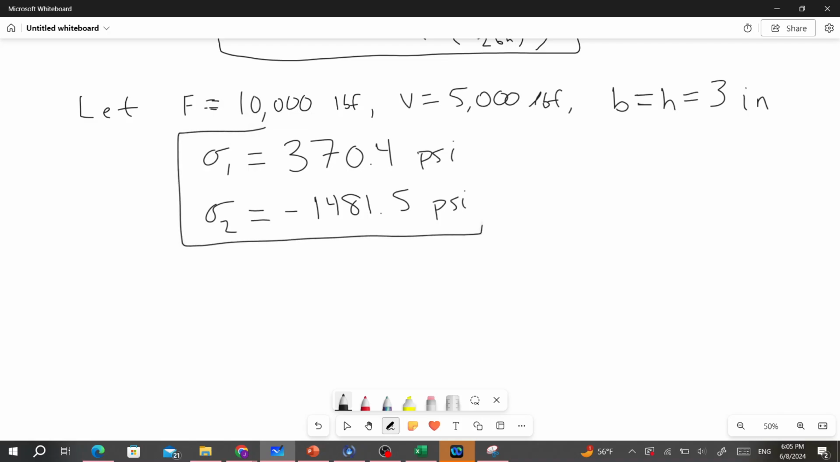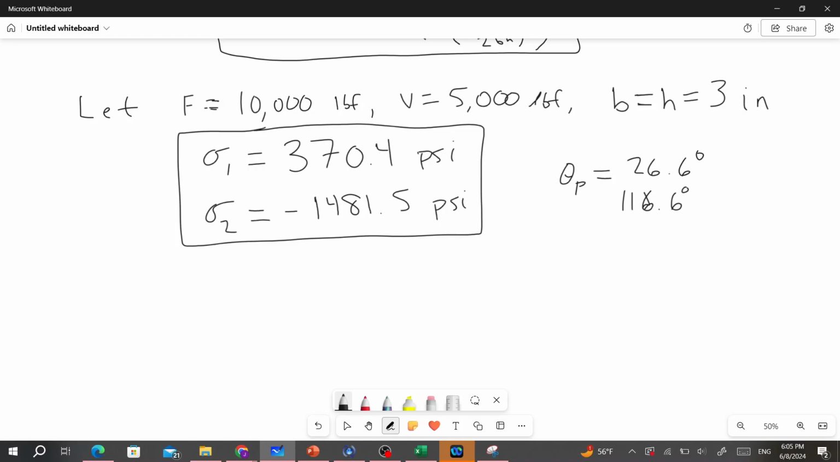Okay, so that's our maximum and minimum principal stresses. And then if we were to calculate theta p from the above, we're going to get our 2 angles to be 26.6 degrees and 116.6 degrees. Notice that these angles are 90 degrees off. That's always going to be the case for your maximum and minimum principal stress. They'll be separated by 90 degrees.